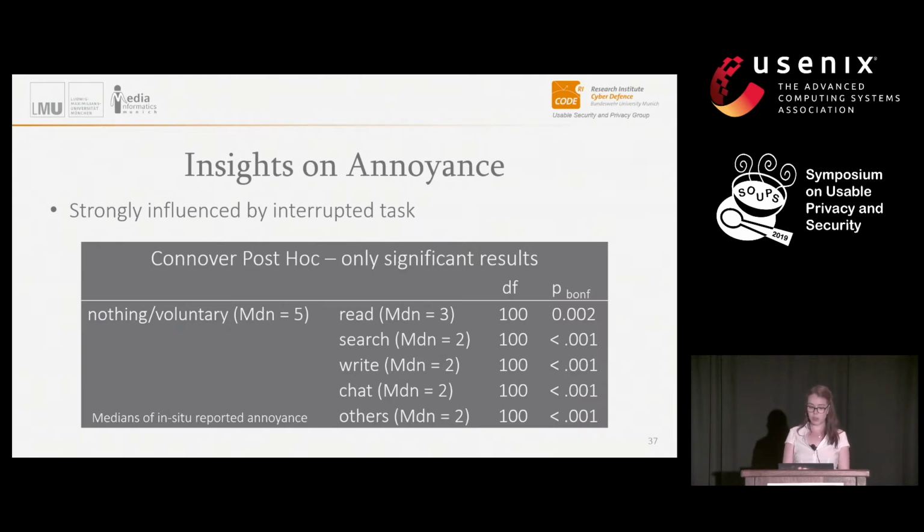Annoyance was also strongly influenced by the interrupted task itself. So as can be seen here, the task group "nothing voluntary", which reported that the user was doing like nothing important in this moment, was perceived as a significantly less annoying interruption than all other tasks.